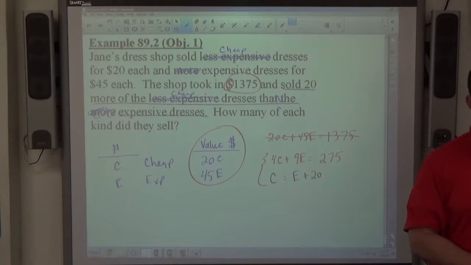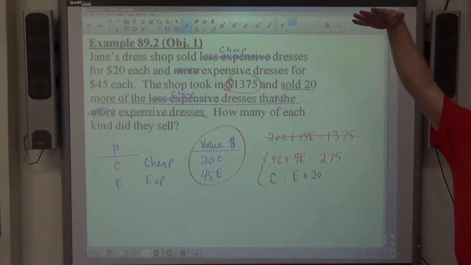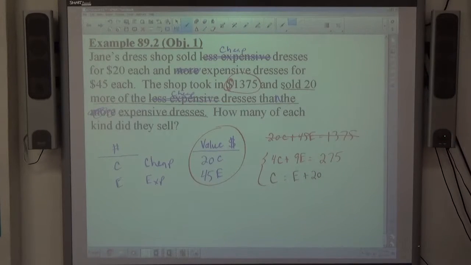Cheap dresses aren't worth as much as expensive, but we sold more of them, right? So we just piled them up and counted them. The C pile's here, the E pile's here, right? It's a bigger pile of dresses. I don't know if you're supposed to pile dresses. I don't know about dresses.